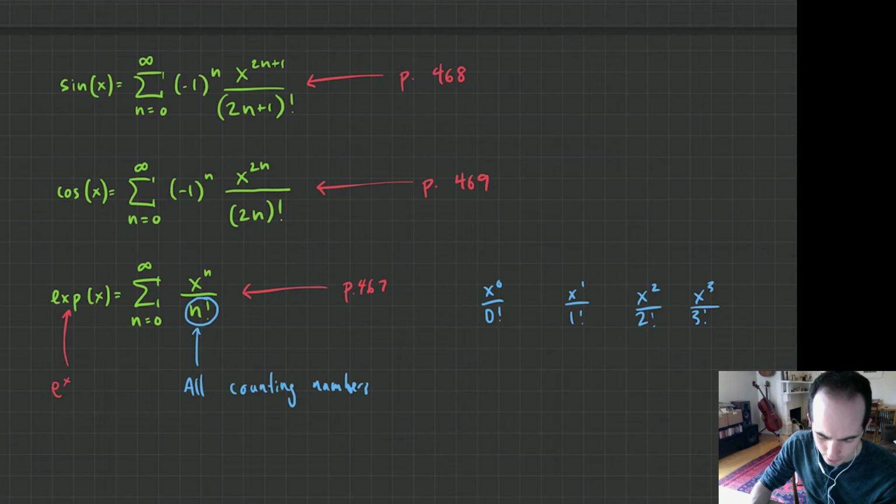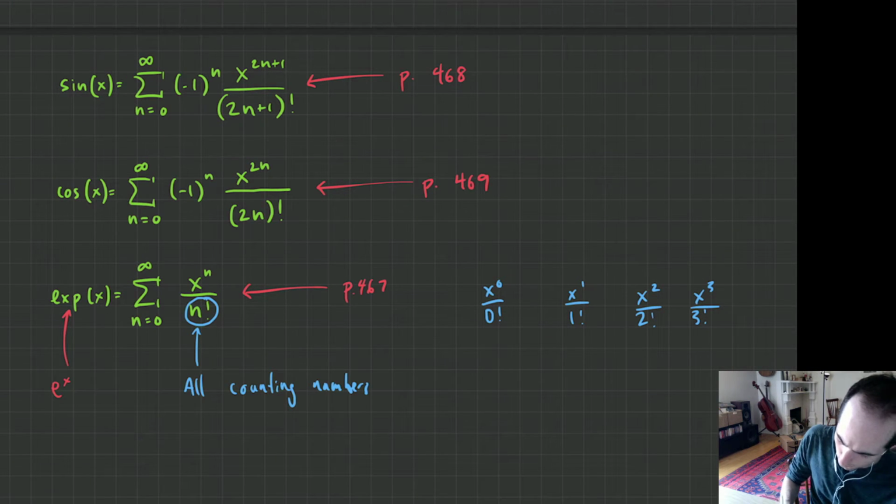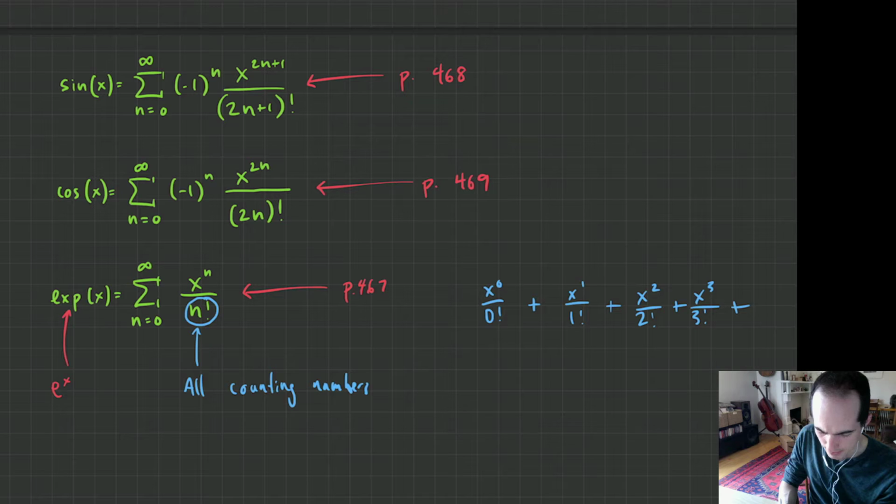x cubed. So we see all of them, and they're all positive, right? They're all positive. So that's what's going on with the exponential function. Whereas with cos of x, over here, we don't see all the counting numbers.